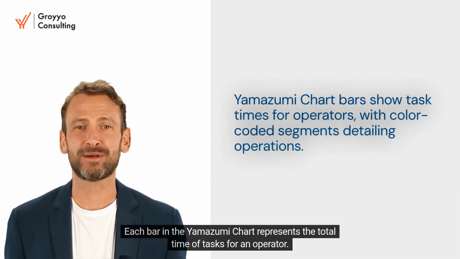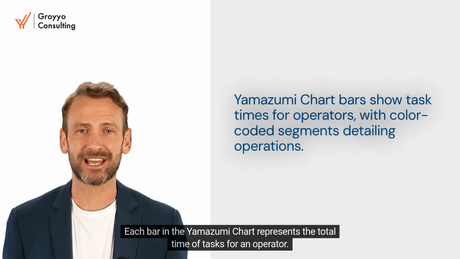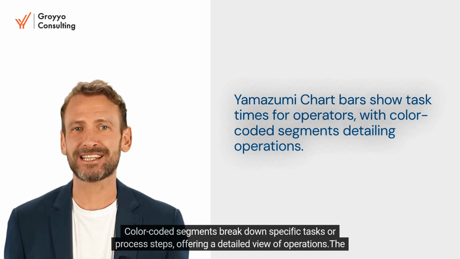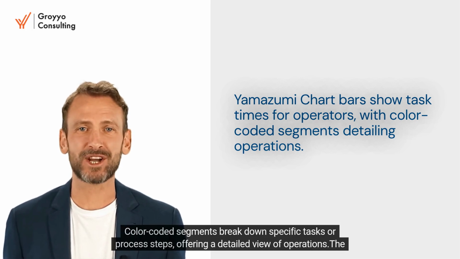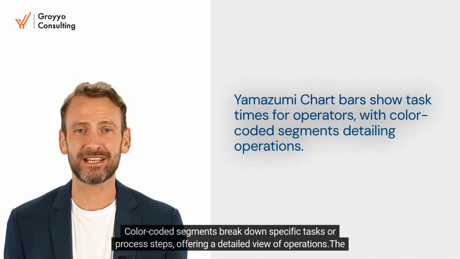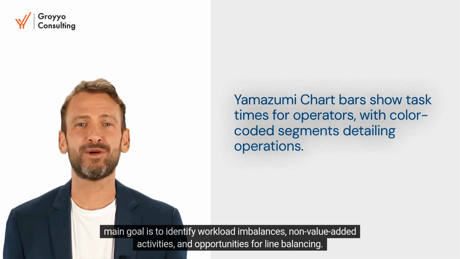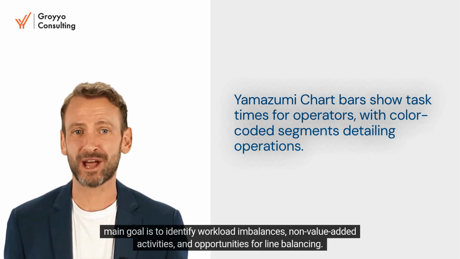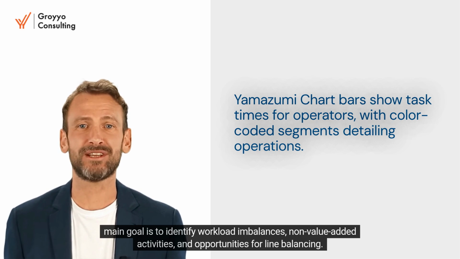Each bar in the Yamazumi chart represents the total time of tasks for an operator. Color-coded segments break down specific tasks or process steps, offering a detailed view of operations. The main goal is to identify workload imbalances, non-value-added activities, and opportunities for line balancing.